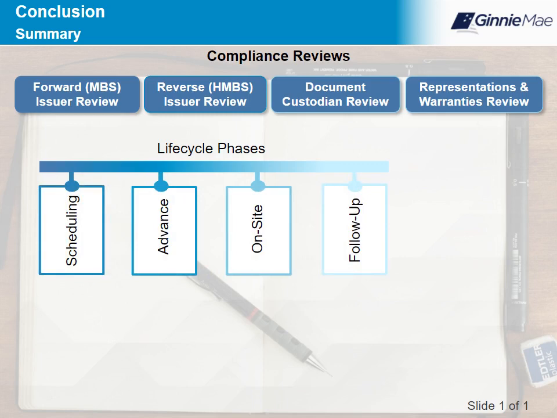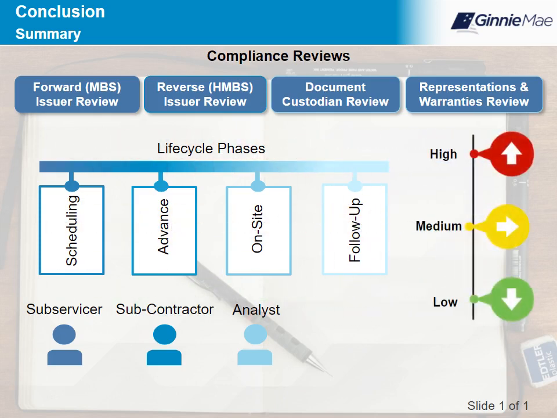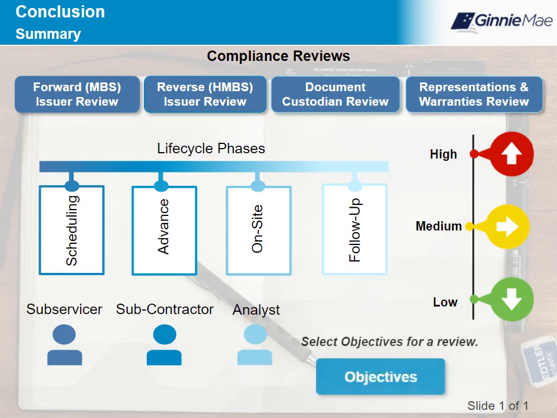You explored the compliance review lifecycle phases of scheduling, advanced process, on-site review, and follow-up, examining the associated requirements and outputs for each phase. Next, you examined the role of the subservicer, subcontractor, and the mortgage banking analyst in the compliance review process. Finally, you learned about the 3 risk severity levels and their criteria by which compliance review findings are designated. Select objectives for a review of what you should now be able to do.